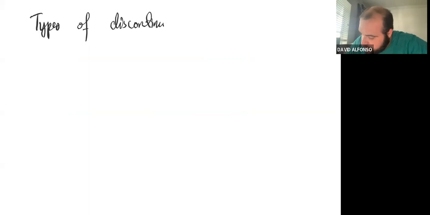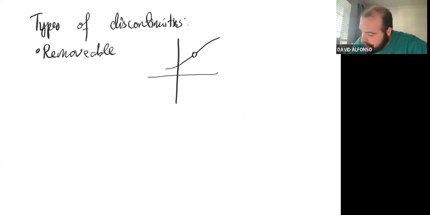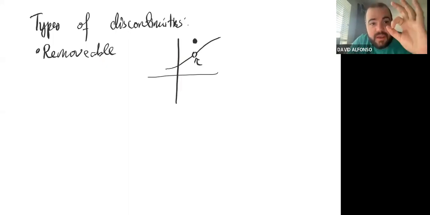So the types of discontinuities that we've seen. You have your removable. Did I spell that right? Whatever. That's like a hole. Okay, so again, that's when you have something like this. Even this would be considered a removable discontinuity because again, you still have a hole in the graph. So anytime you see a hole, that's a removable discontinuity.